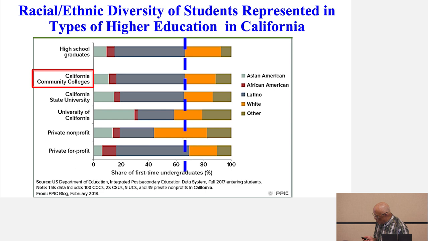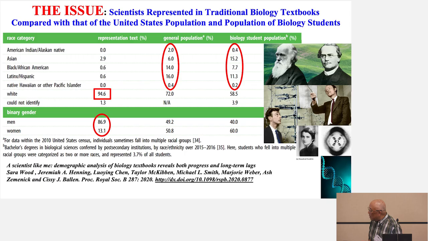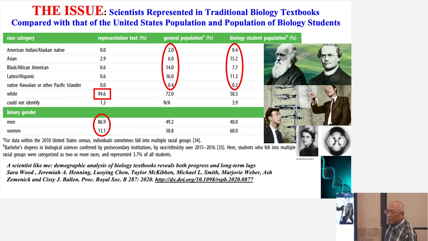So what is the issue? The issue is, as shown in this recent publication, which has also been supported by many earlier publications on this particular topic, you can see that for centuries, since the beginning of the first biology textbook, about 90% of the scientists featured in these textbooks are white males.